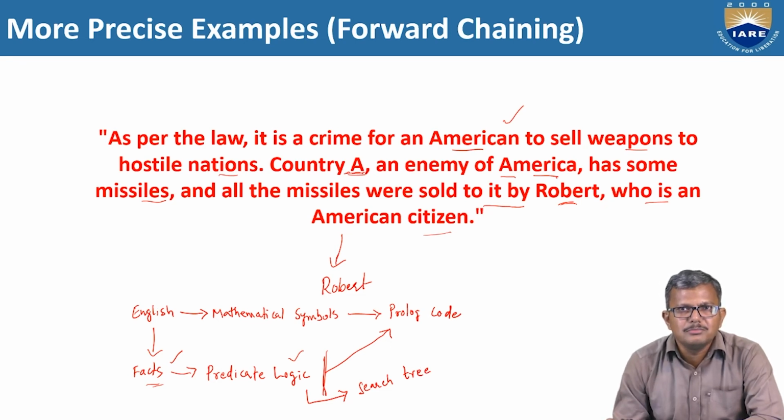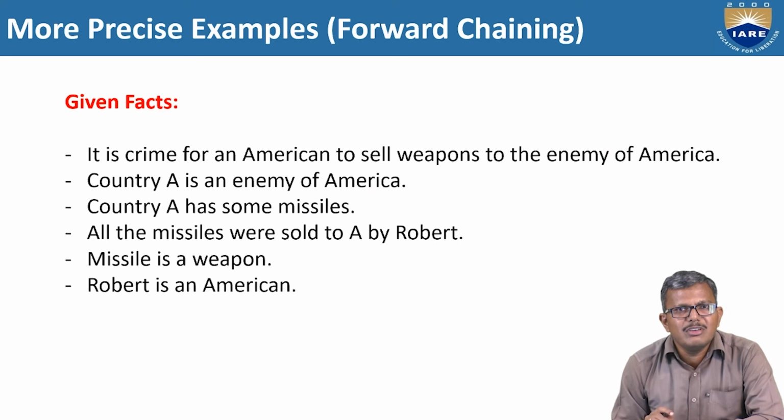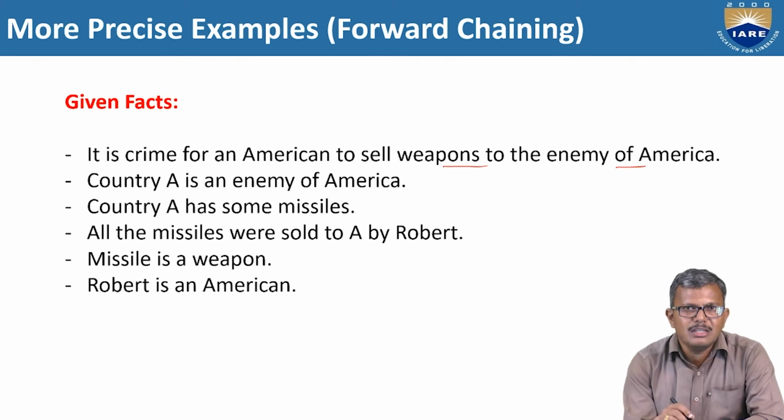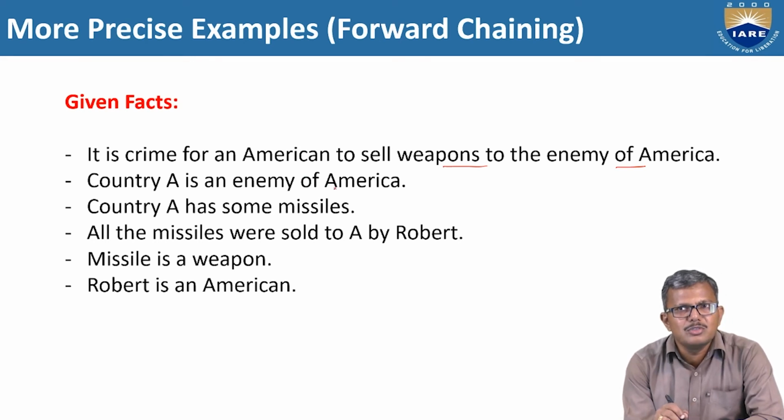Let us try to see. The given facts are these. It is a crime for an American to sell weapons to the enemy of America. These are the facts which we have generated from the paragraph itself. There are no new facts. The more facts you identify, the easier it will be to apply and solve. So what is the first fact? It is a crime for an American to sell weapons to the enemy of America. Country A is an enemy of America.